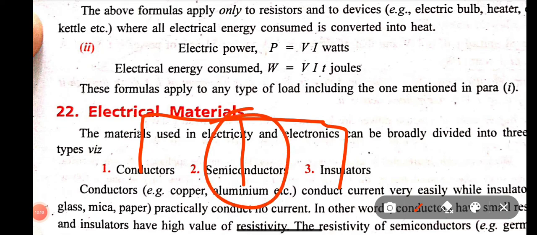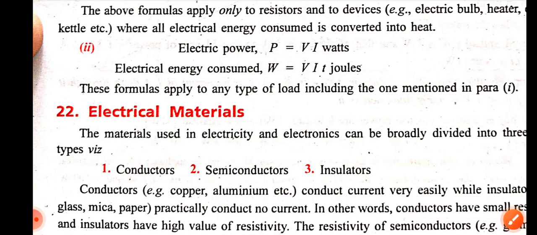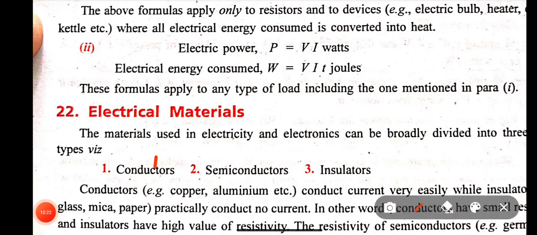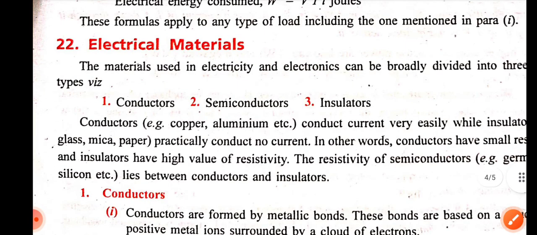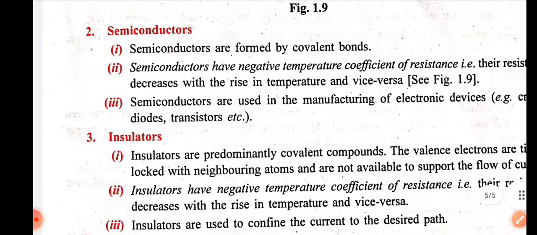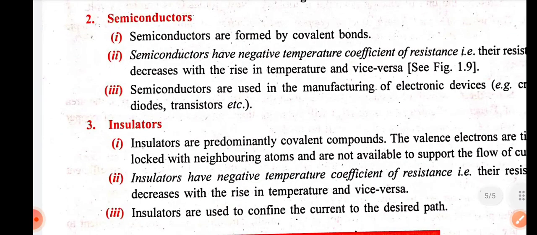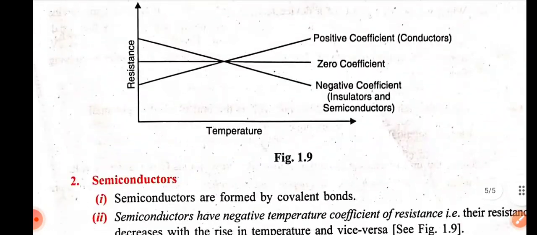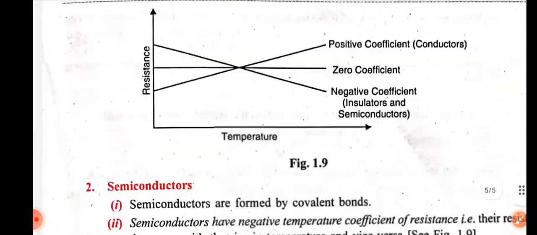In a semiconductor, current flows a little bit as well as does not flow a little bit. In a simple way, it's an intermediate state of conductor and insulator. We can say a semiconductor is a conductor as well as an insulator, but we can't say it is only a conductor or only an insulator. So that's why it is known as a semiconductor, an intermediate state of conductor and insulator.